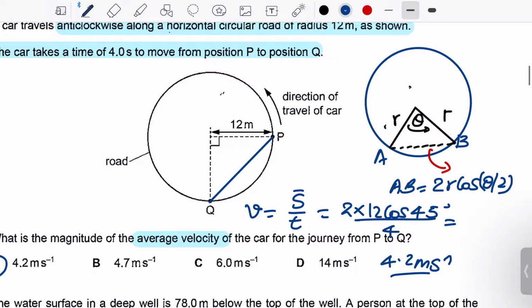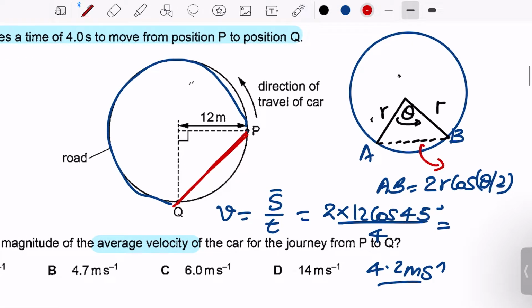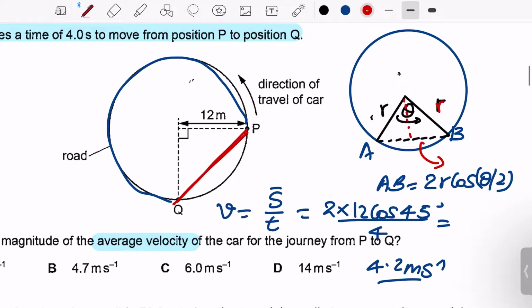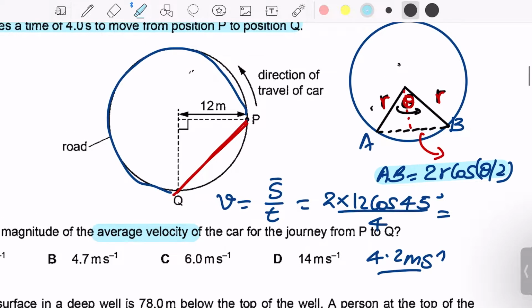Now displacement is not the whole length of the path. This is not displacement. Displacement is from P to Q, the straight length. Now we know from trigonometry, if this is R, and the angle between them is theta, this length from A to B is 2R cosine theta over 2, half theta. We can use this logic here also.